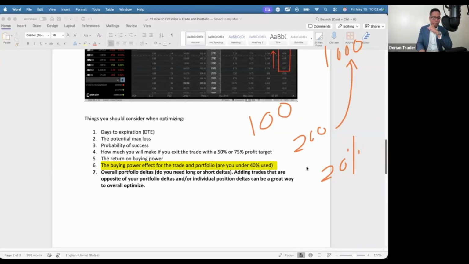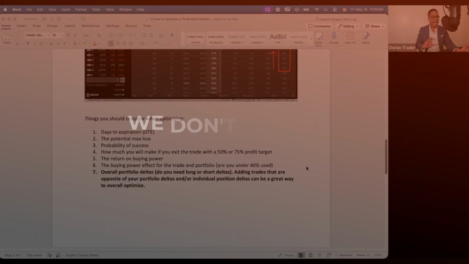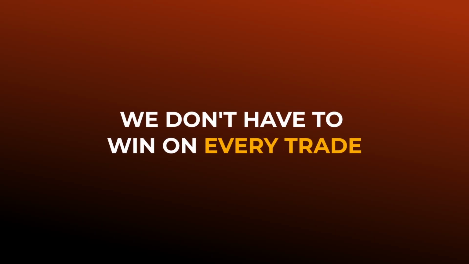So number 6 here says the buying power effect for the trade and a portfolio. Right? So you're not only considering the individual trade, you need to be considering your overall portfolio. Now, some of you have heard me say recently that the overall portfolio is the most important thing. If your overall portfolio is doing well and you have 2 or 3 trades that are doing poorly, that are giving you a headache and you don't even like anymore, why keep them? Us as traders, we have to get over the mental block that we want to win on every trade. We don't have to win on every trade. At the end of the day, it's about growing our portfolio.